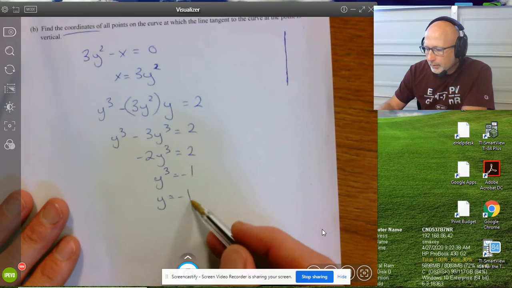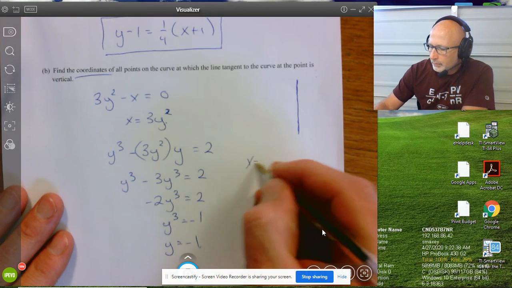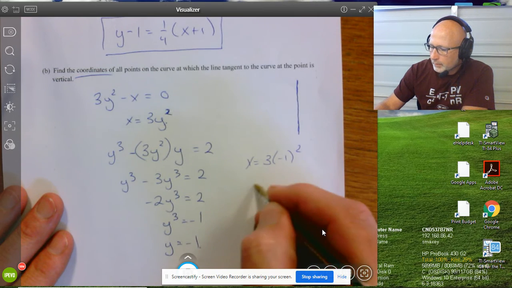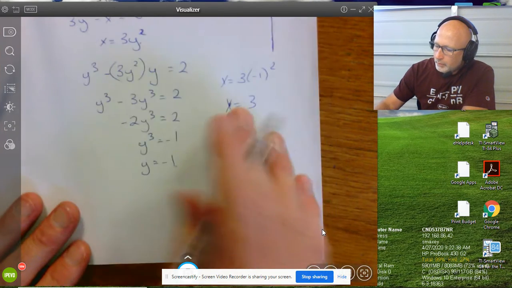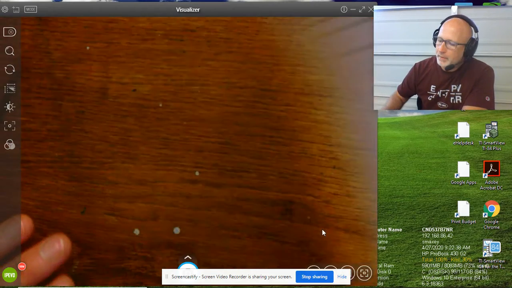Now that's what the y value is. I still have to figure out what the x value is, so just plug it back into this equation. So you have x equals 3 times negative 1 squared, x is equal to 3. So the coordinate is (3, -1). Okay, and the last page.